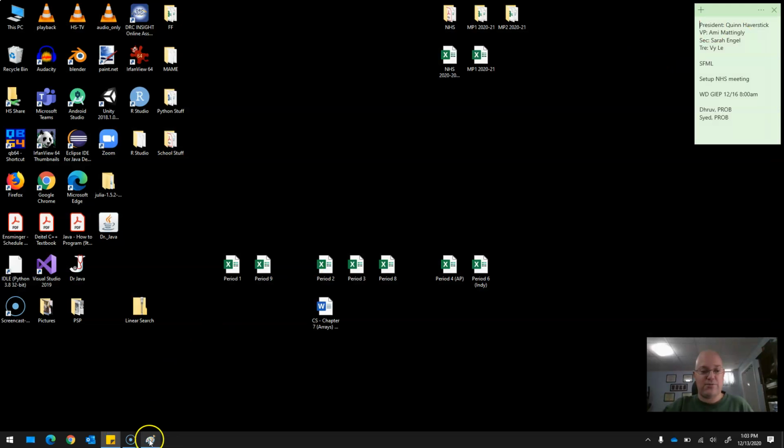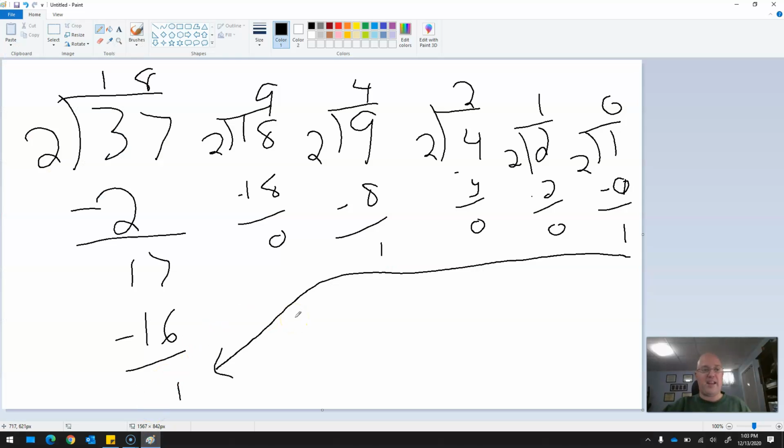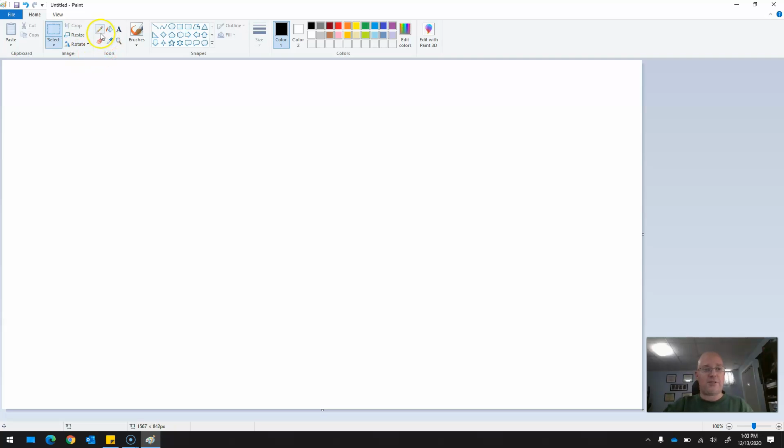Now let's go back to Paint. Let me show you some other examples. So I'll do another example of binary, just so you have it, and then we'll do another one for octal, another one for hexadecimal. So let's say we have the number 24 in base 10. We're going to make that equal to a number in base 2.